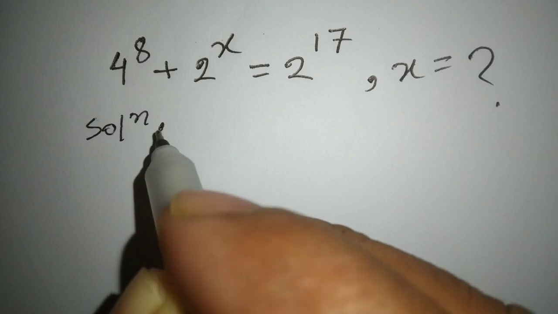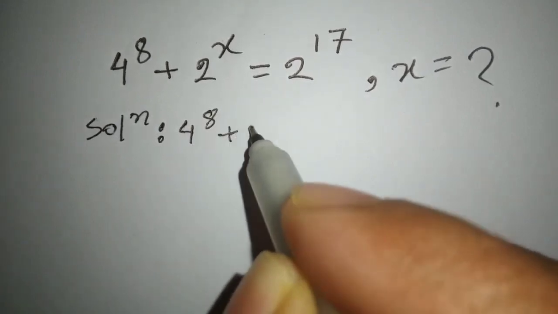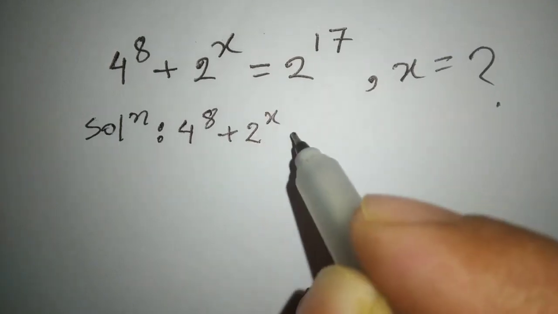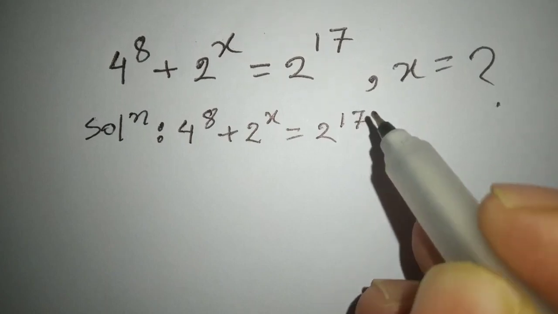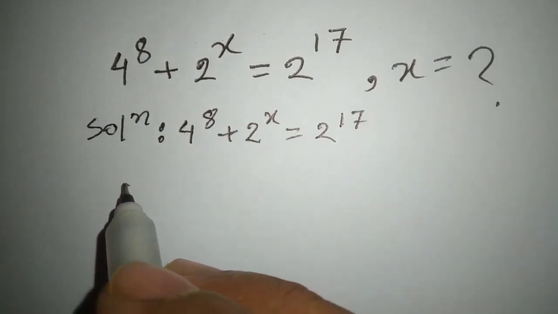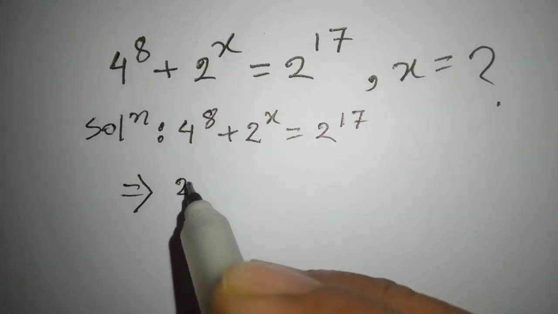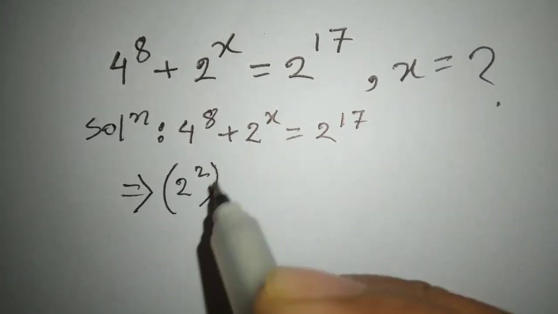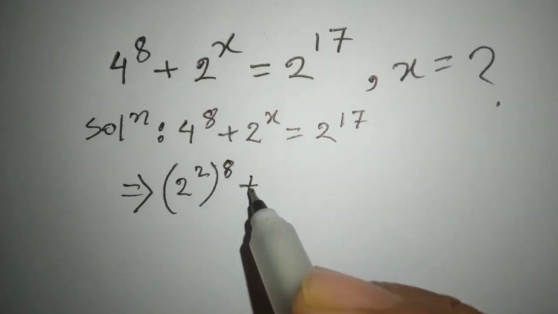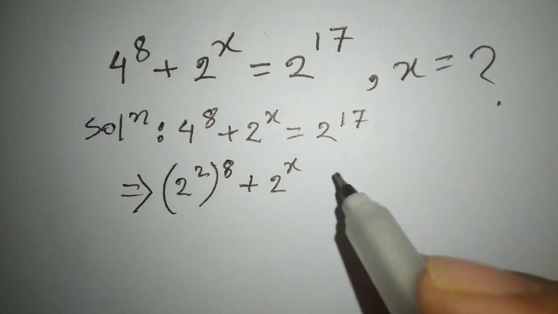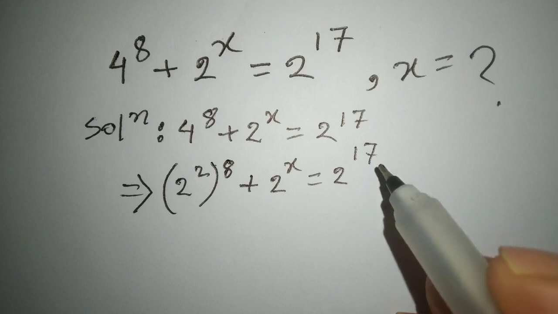Solution. 4^8 + 2^x = 2^17. We can write this 4 as (2^2), whole power 8, plus 2^x equals 2^17.